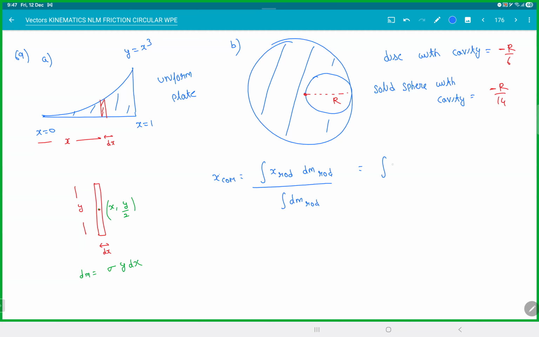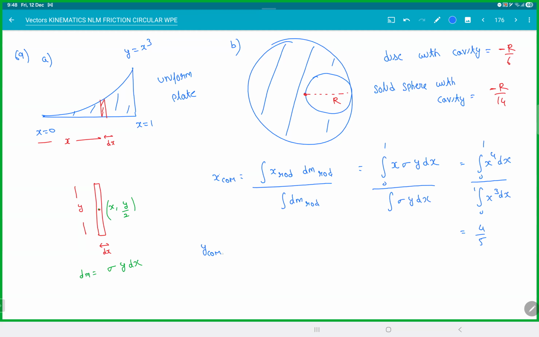So that would be x. dm of the rod is sigma y dx. This goes from 0 to 1 by integral sigma y dx. But what is y? y itself is x cube. Sigma goes off. That would be x power 4 dx, 0 to 1, by integral x cube dx. That will be 1 by 5 and this is 1 by 4. So 4 by 5.